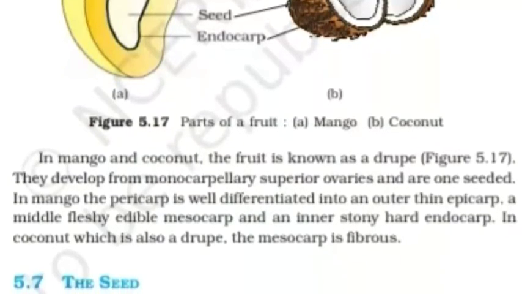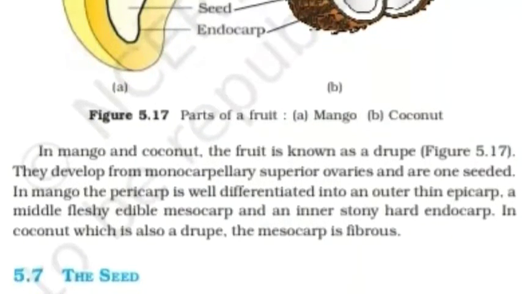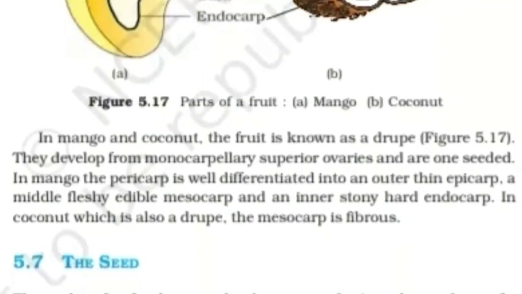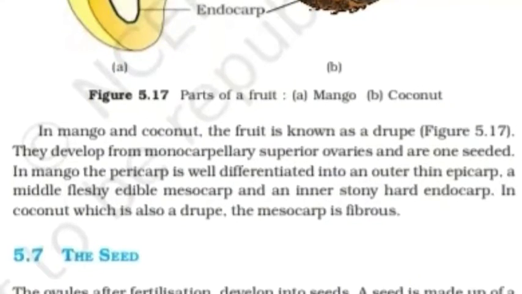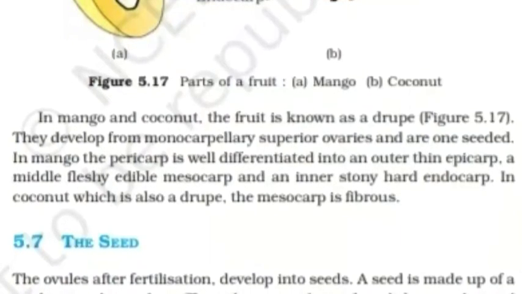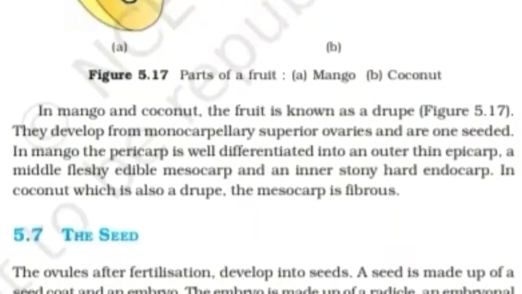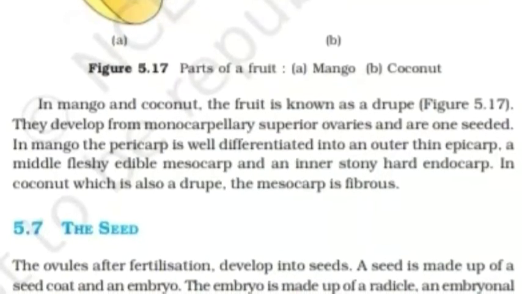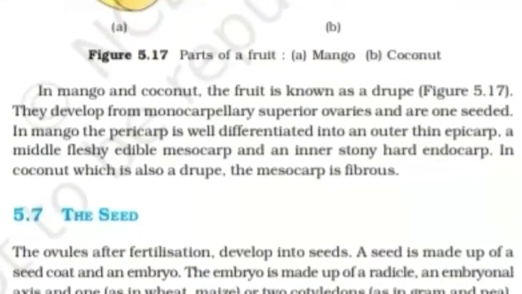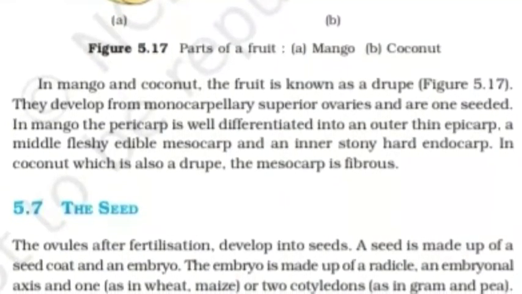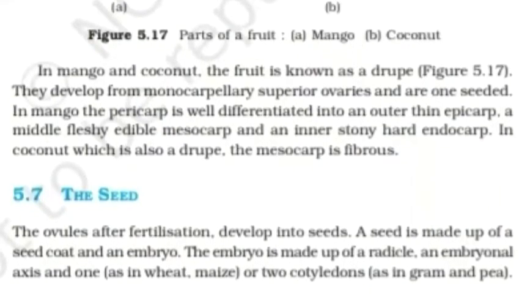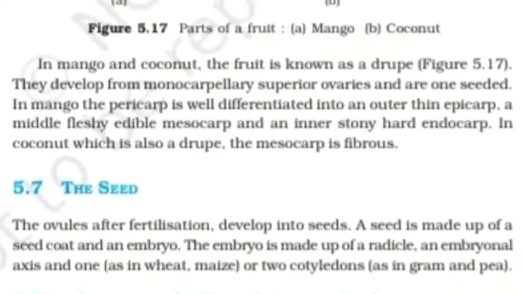In mango and coconut, the fruit is known as a drupe. They develop from a monocarpellary superior ovary and are one-seeded. In mango, the pericarp is well differentiated into an outer thin epicarp, a middle fleshy edible mesocarp, and an inner stony hard endocarp. In coconut, which is also a drupe, the mesocarp is fibrous.